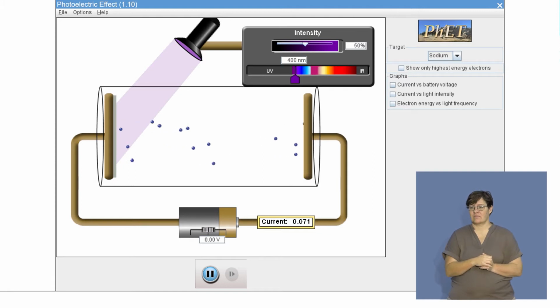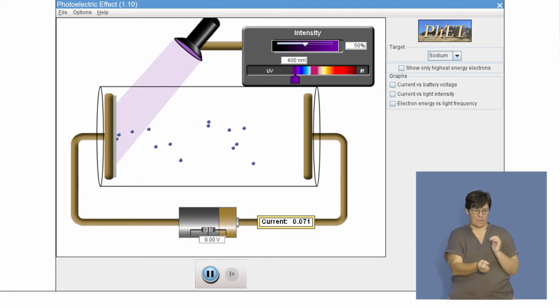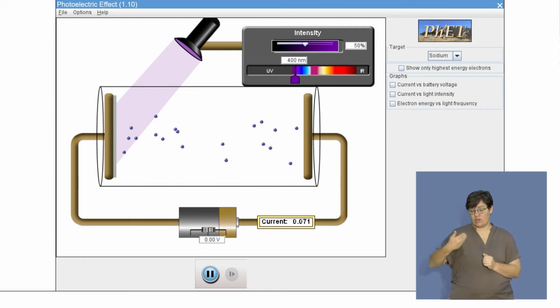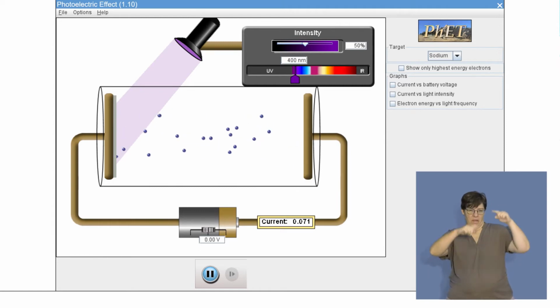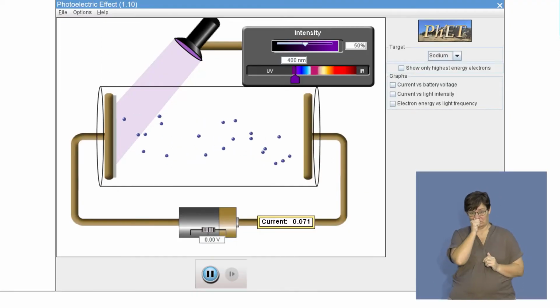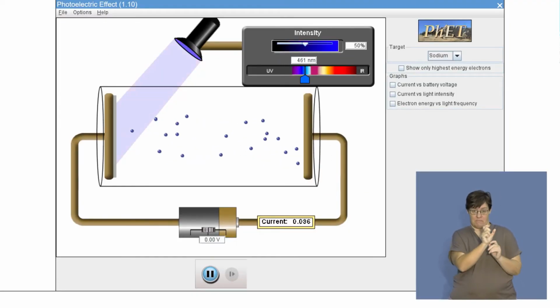There we go. If I change the frequency. Now, I'm going to change the frequency by changing the wavelength. And I need to remind you that wavelength and frequency are the inverse of each other. So if I make the wavelength bigger, I make the frequency smaller, okay? So let's make the wavelength bigger.